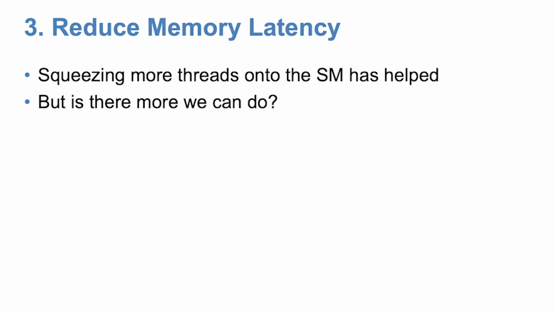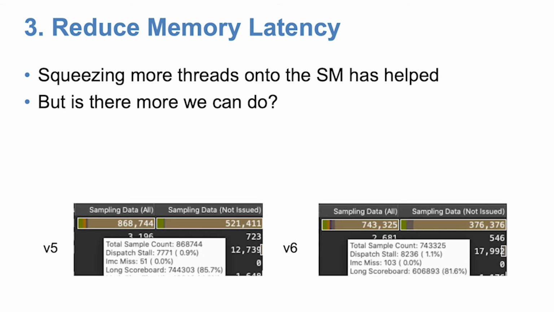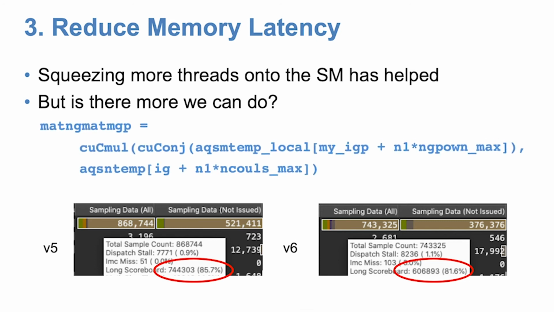Squeezing more threads out of the compilers has helped, but on profiling, we have noticed that there's still a lot of long scoreboard counts, especially on this line. In Nsight Compute terms, long scoreboard means that there could be inefficient accesses to the global memory. In the next two steps, we'll see if we can try and address this.